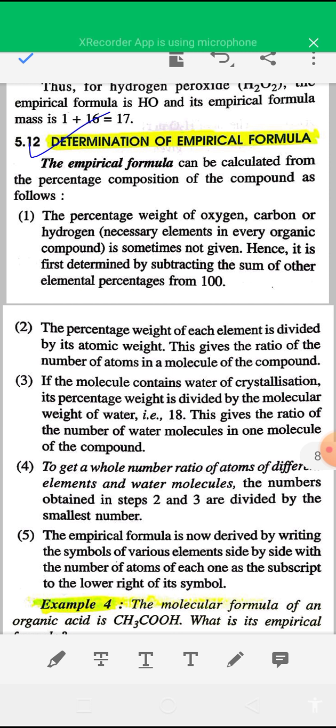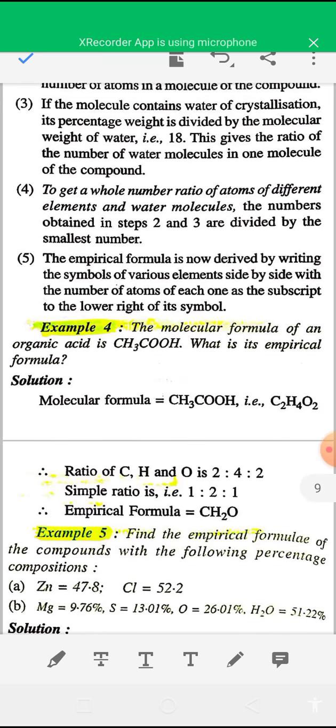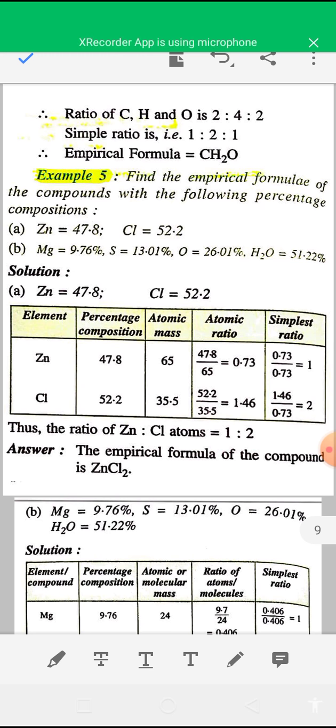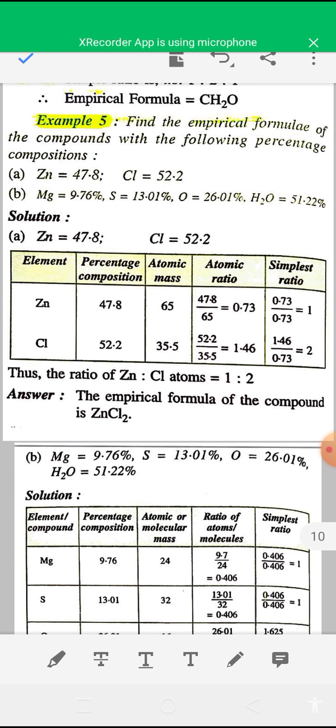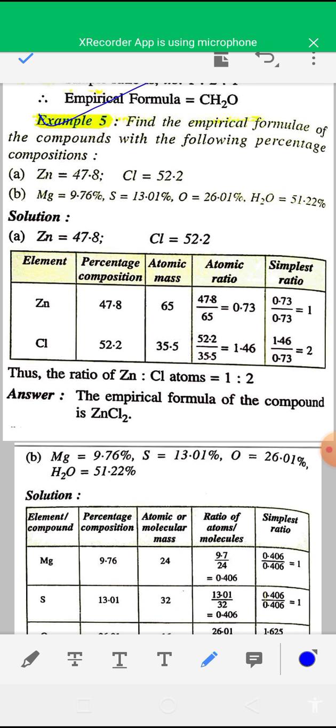Okay, so now I will discuss how to determine the empirical formula. I am explaining how to calculate the empirical formula with an example. This type of question will be given in the exam. You have to calculate the empirical formula. So find the empirical formula of the compound with the following percentages.